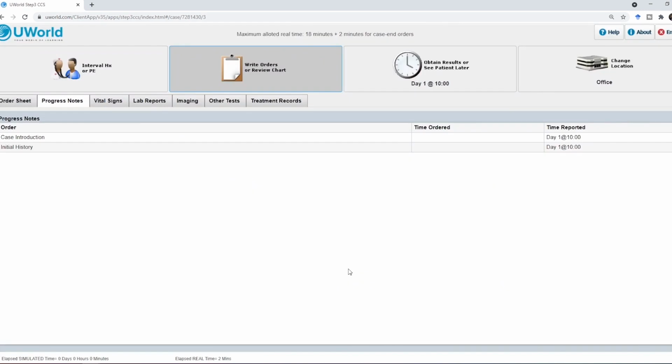Now let's talk about timing. For this exam, there are two main types of timing that you need to understand. The first is called the elapsed real time, which is the actual time. For example, now I've been talking for around 2 minutes and you can see here the elapsed real time is 2 minutes. On the other hand, the simulated time is still 0.